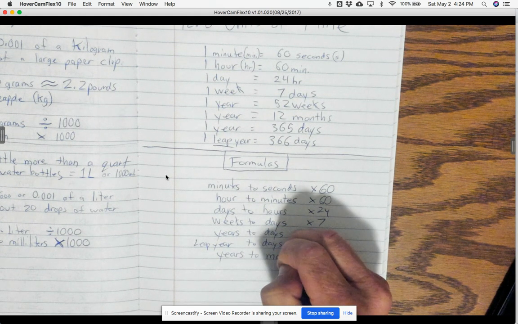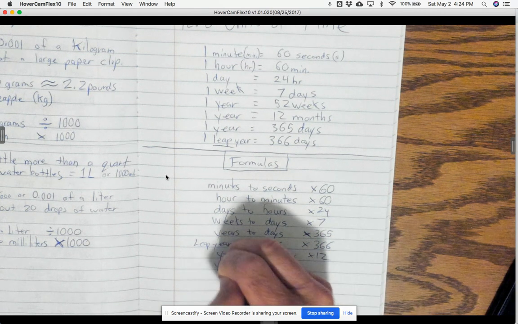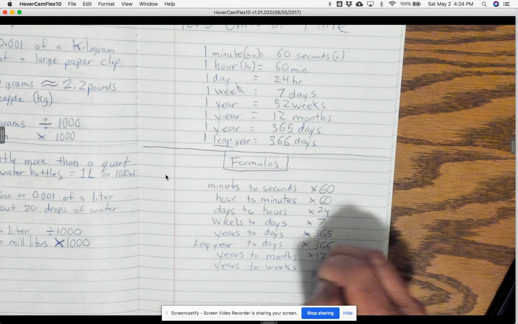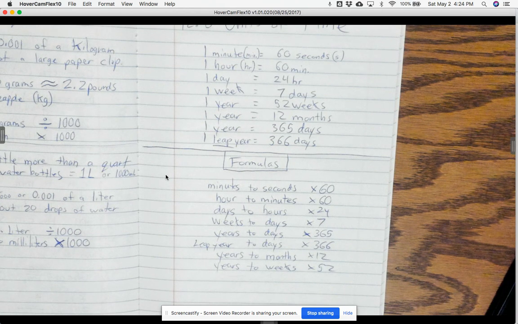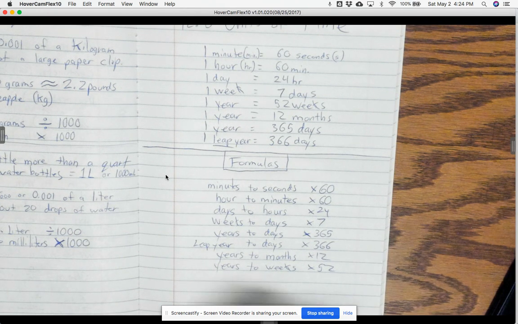Years to months, times 12. Years to weeks, times 52. So again, the numbers are kind of all over the place because it's not the metric system, it's not base 10. It is what it is. It's units of time. That's what we're working with today.